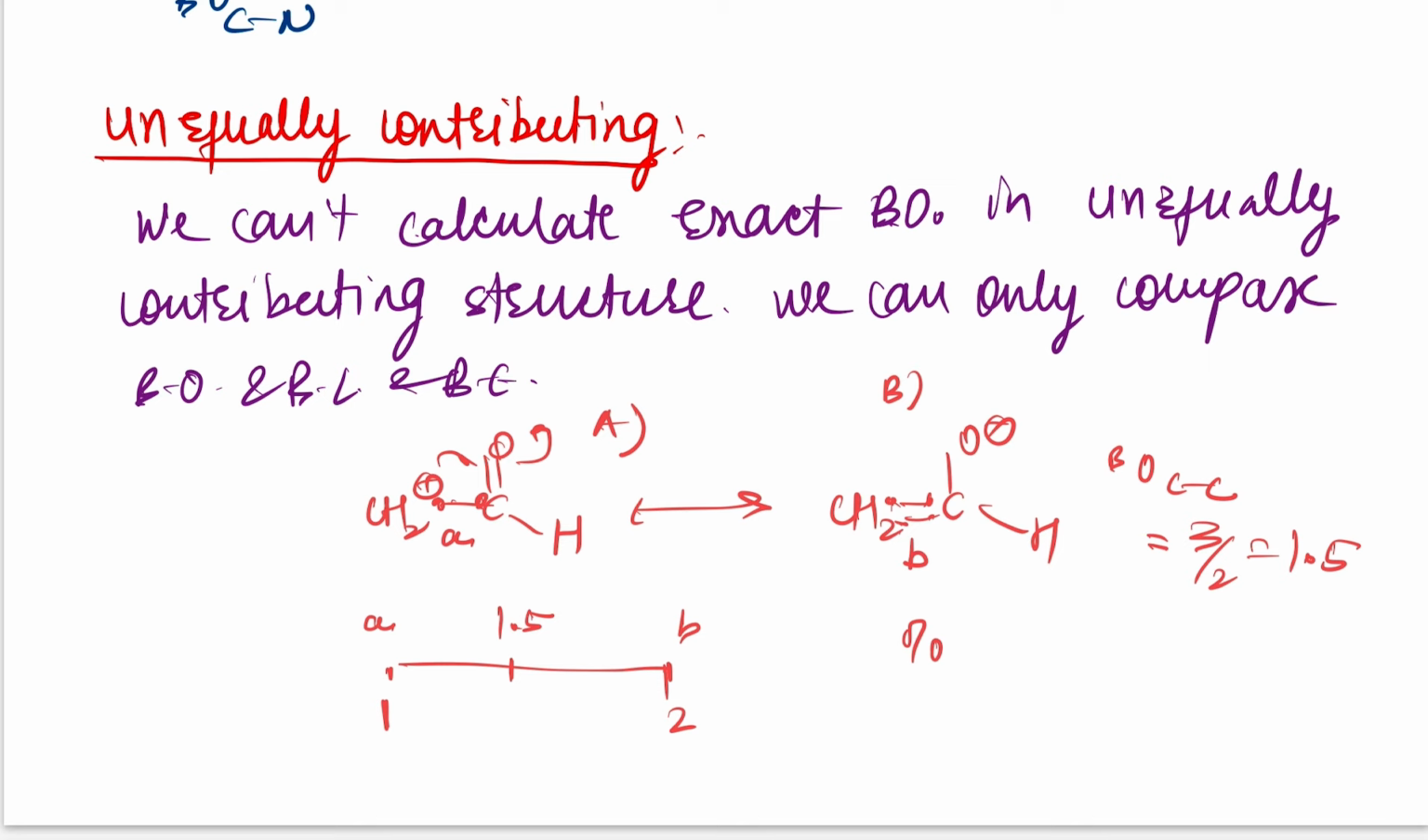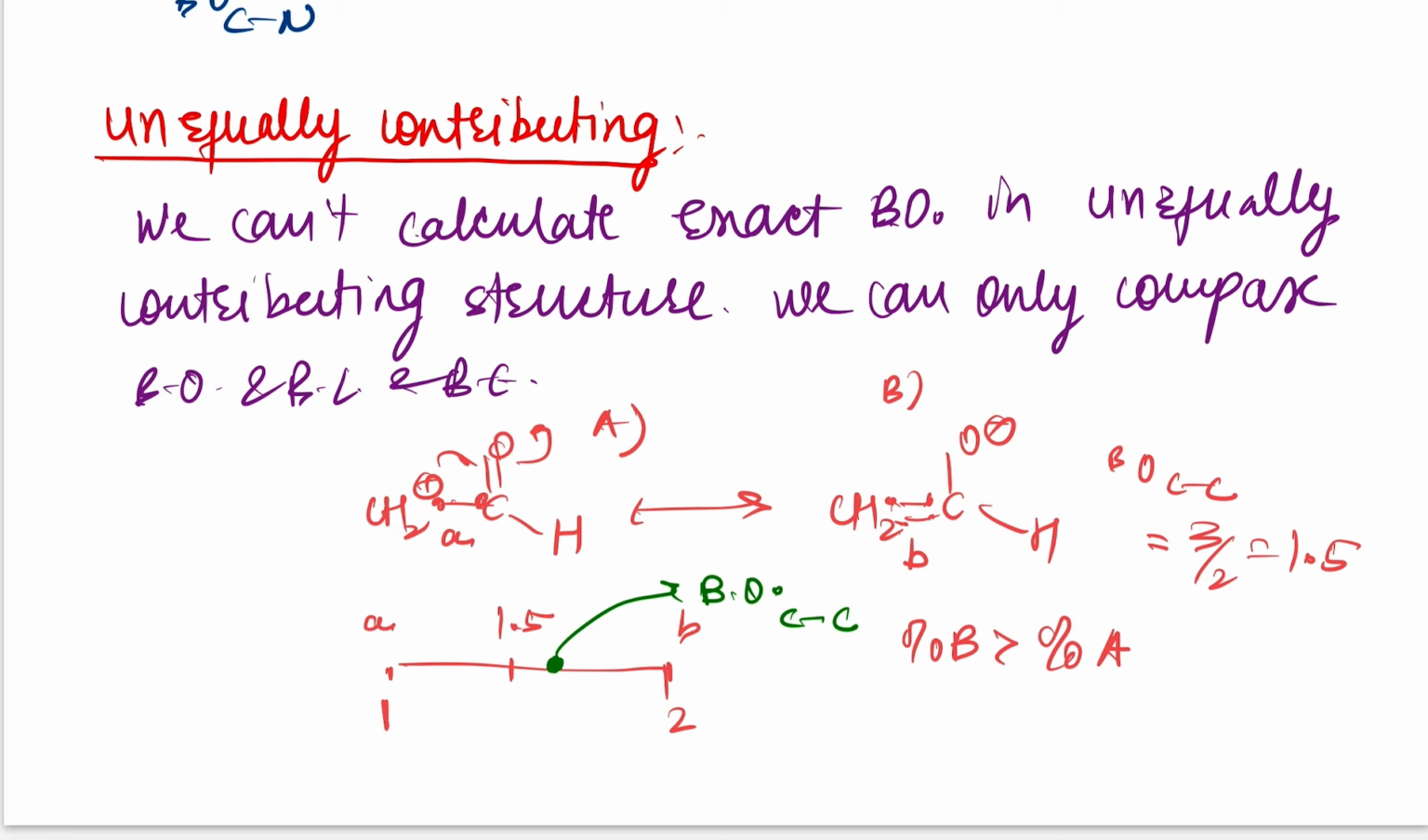We have just seen the stability of resonating structures, and we saw that the negative charge is on the more electronegative element. So B has oxygen on it, and the percentage of B is more than the percentage of A in the structure. So B has a double bond tendency, and A has single bond tendency. So it will be shifted more towards the double bond. The bond order of the C single bond lies here.